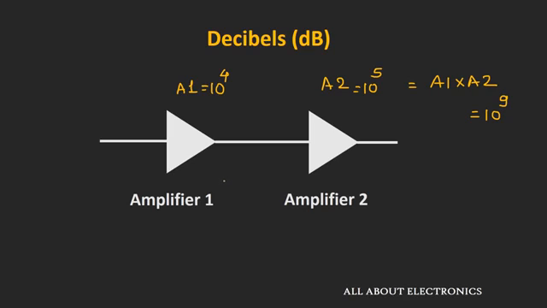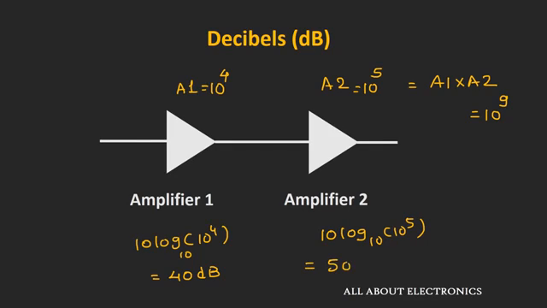But if we represent this gain in decibel, then A1 will be equal to 10 log of 10 to the power 4, which is nothing but 40 dB. And likewise, this gain A2 will be equal to 10 log of 10 to the power 5, which will be equal to 50 dB.